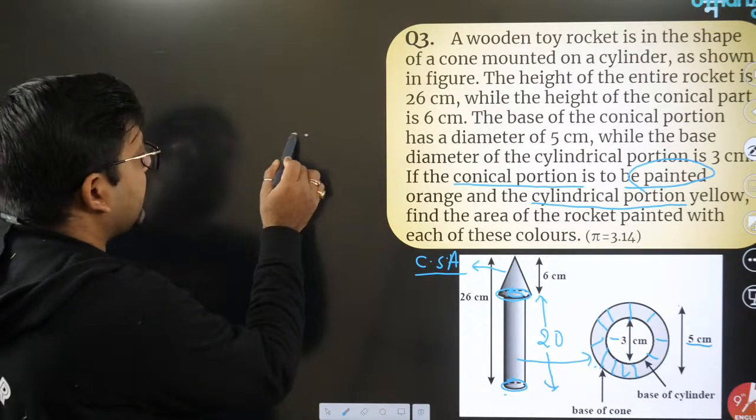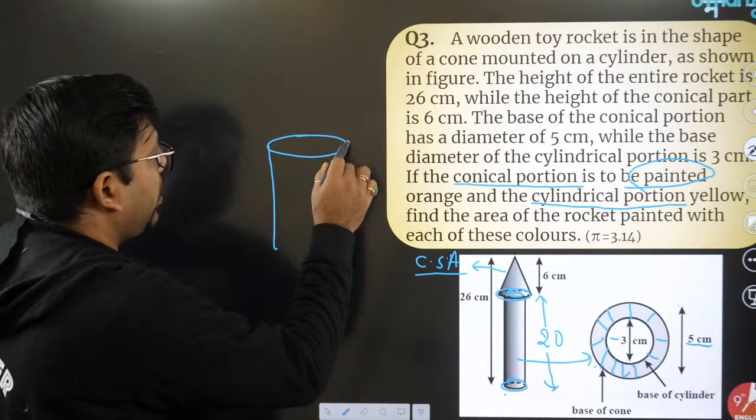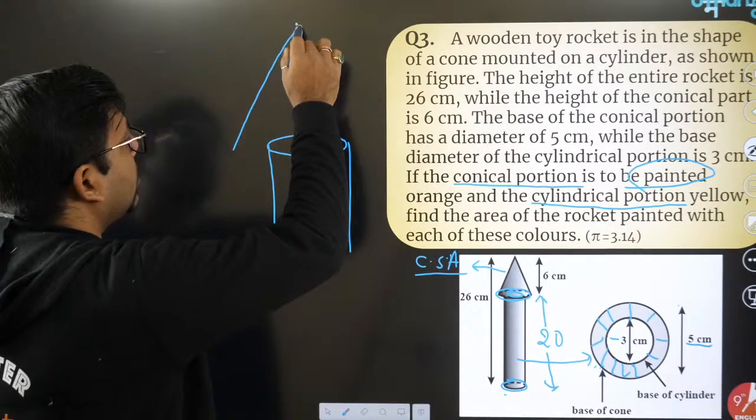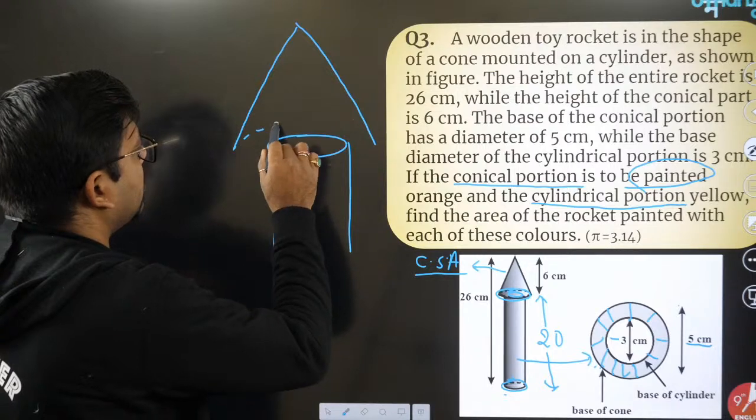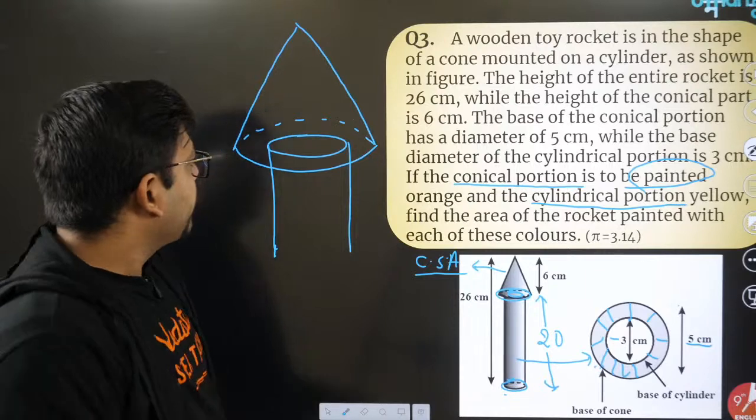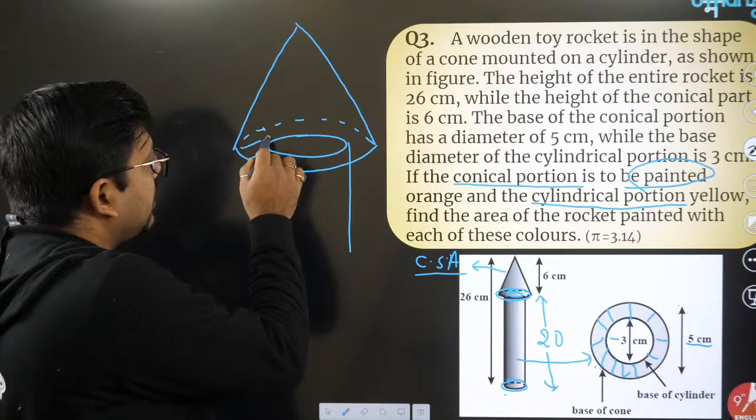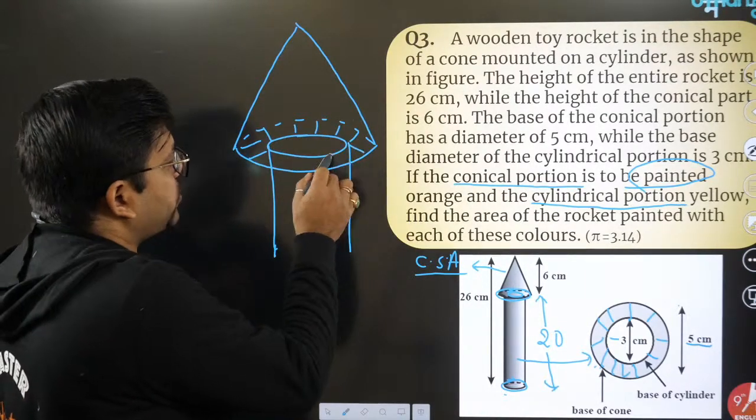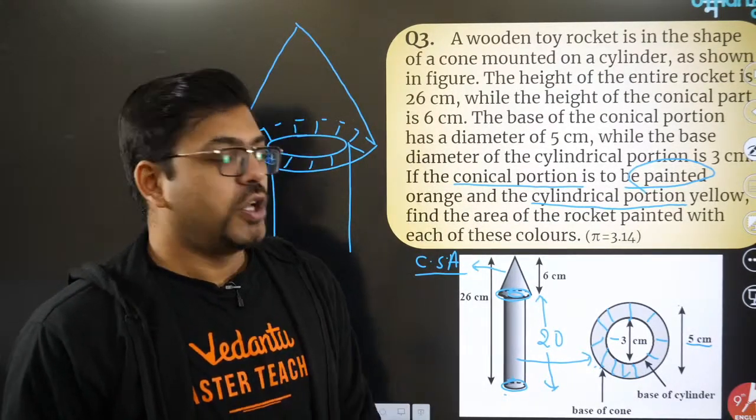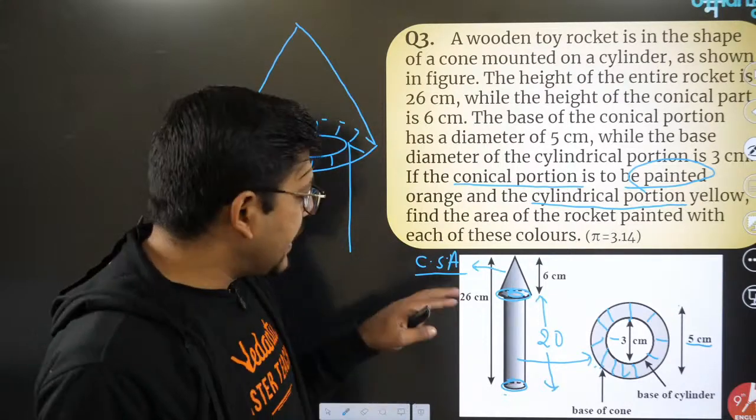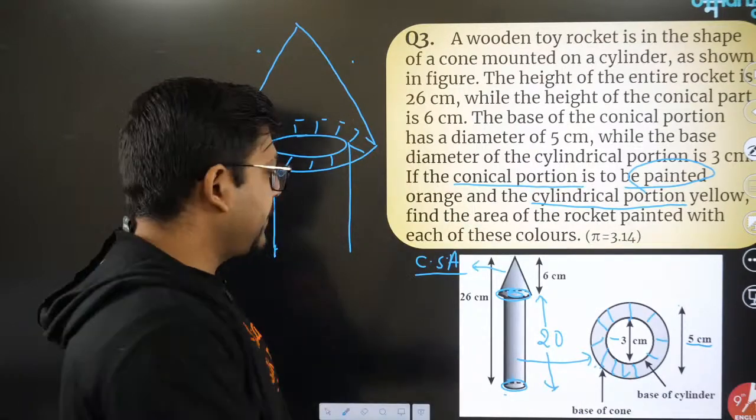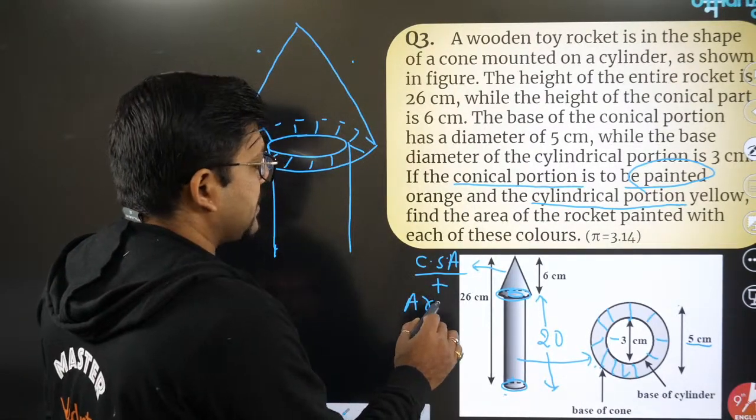This means that if you make the cylinder, this is the cylinder, and on this cylinder you make a cone like this, then this much portion, this ring type of portion, would be painted in orange. Is that right? So for orange paint, you will take the curved surface area of the cone plus the area of the ring.